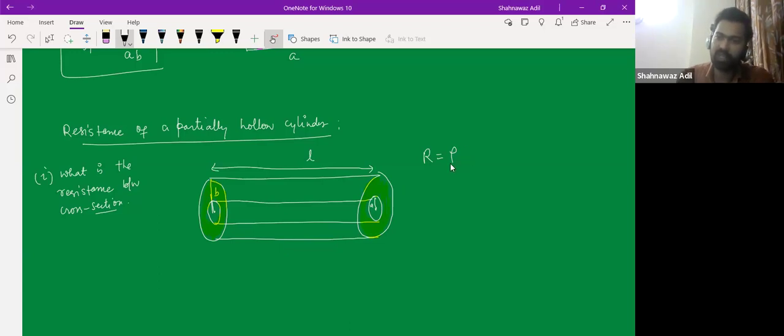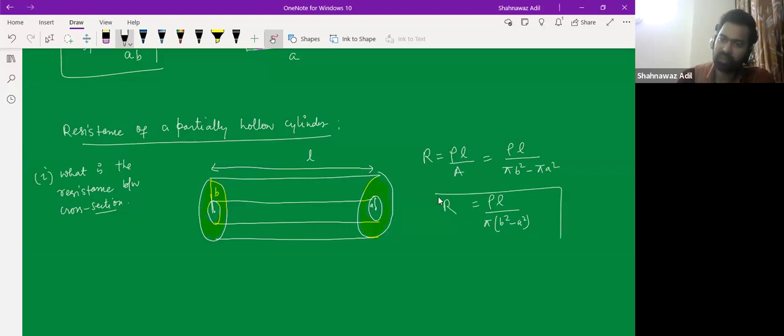So what would be the resistance? That would be rho L by area. What is the area of cross section? It is the bigger circle minus the smaller circle, because this part is not there. So pi times the whole circle B square, minus the smaller circle, A square. So this is rho L by pi (B square minus A square). This is the resistance across the cross section. Is it clear, guys? Yes. Okay, so this is one part.